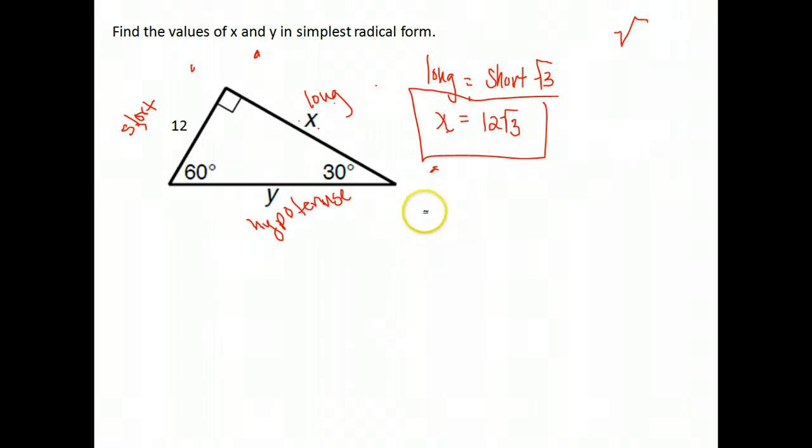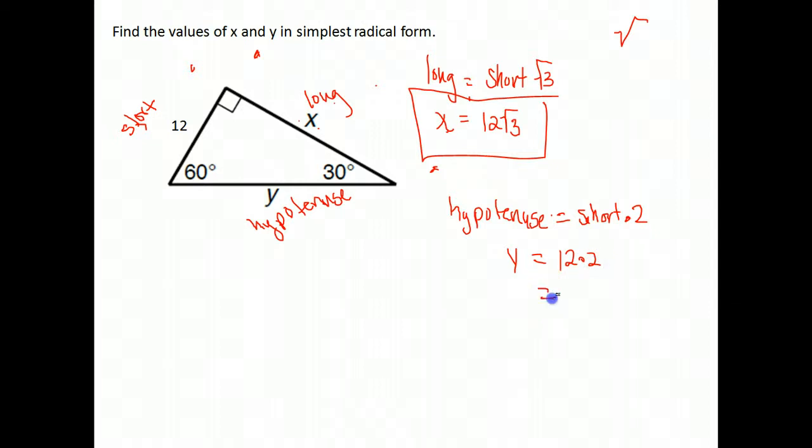Okay, next let's find our hypotenuse, our y. Okay, how do we find the hypotenuse? So look at your formulas. The hypotenuse is equal to what? Well, you should see that it's equal to the short leg times 2. So our hypotenuse of y is equal to the short leg, which was length 12, times 2. And 12 times 2 is 24. So we were able to solve for x and y pretty quickly because we have those formulas. X is 12 times the square root of 3, and y is 24.